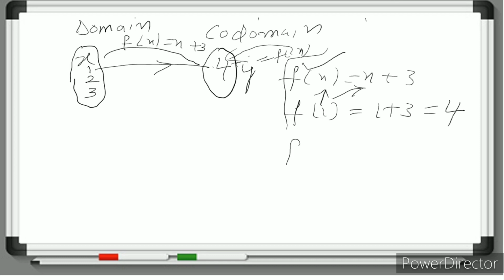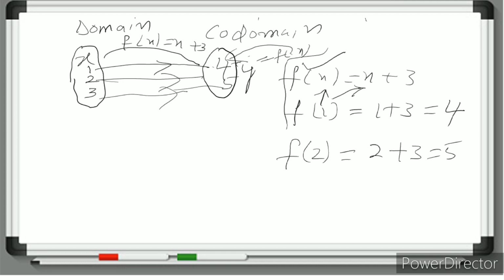If I take 2, in place of x I keep 2. 2 plus 3 is equal to 5. When I take the input 2, I get 5. So 2 maps to 5. So what is 5? 5 is f of x, a real number. But what is f at x? f at x is a function. When I take 3, f at 3 is equal to 3 plus 3, that is 6. So here I get 6. So boys, actually all these numbers which are the images of x, f of x, they are known as range.